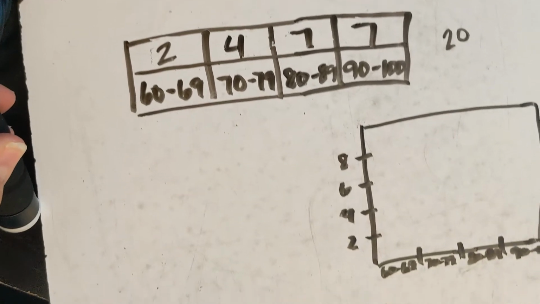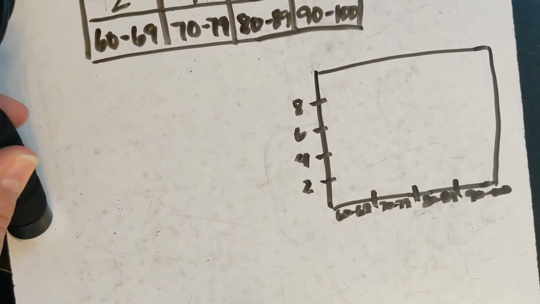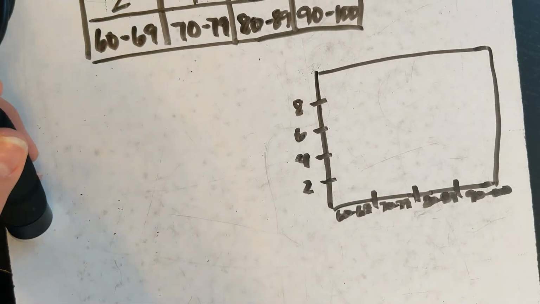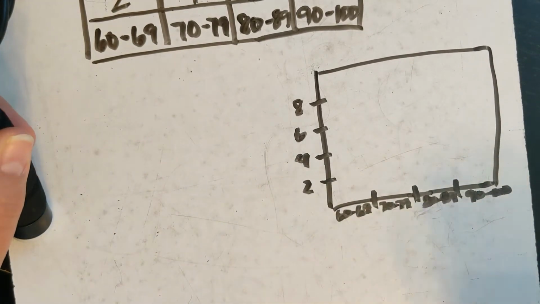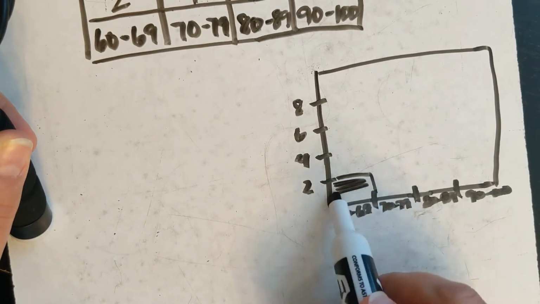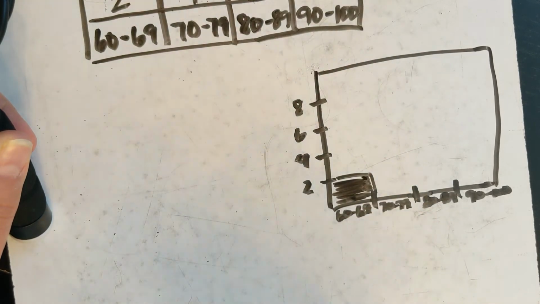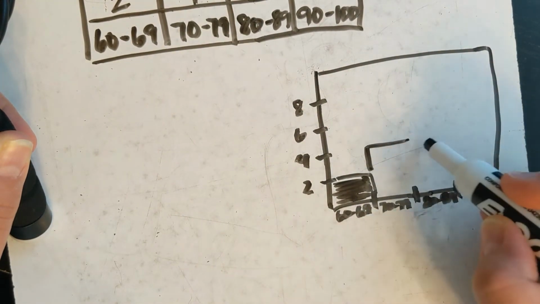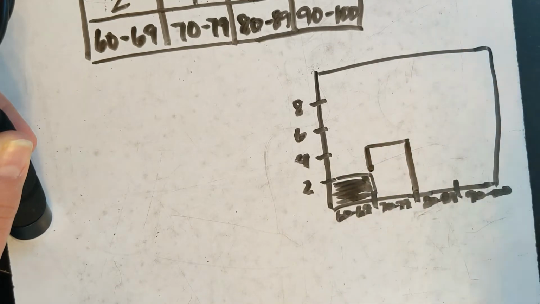Awesome. Okay, now I'm going to move over here to my histogram. Now you'll see how my numbers down here are really hard to read, but you can see up above what those sections are. Okay, so now I'm going to fill my histogram. So 60 went up to 2. So I'm going to take this section and I'm going to color it in. Okay, 70 to 79 was 4. This one I'm not going to color in just so I can see the difference.